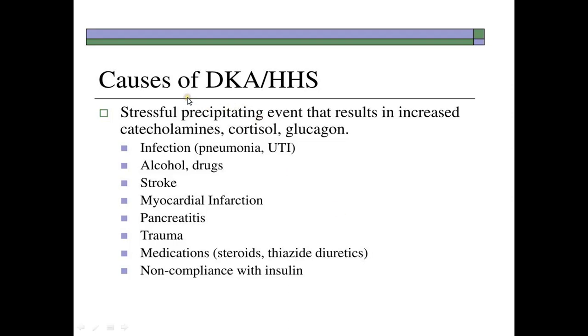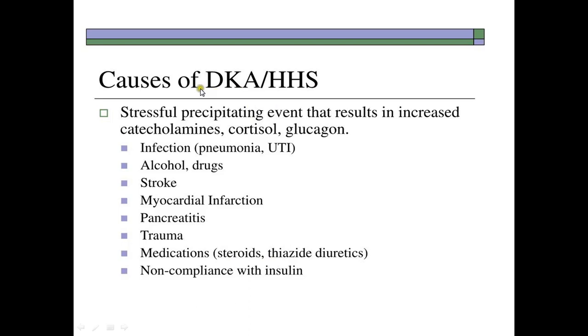Causes of DKA and HHS are stressful precipitating events that result in increased catecholamines, cortisol, and glucagon. So any infection, especially pneumonias and UTIs, alcohol and other drugs, stroke, myocardial infarction, pancreatitis, trauma, medications like steroids and thiazide diuretics, and non-compliance with insulin. This basically leads to DKA.